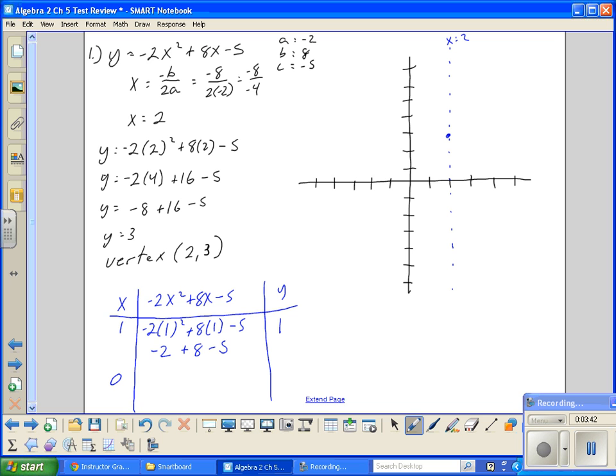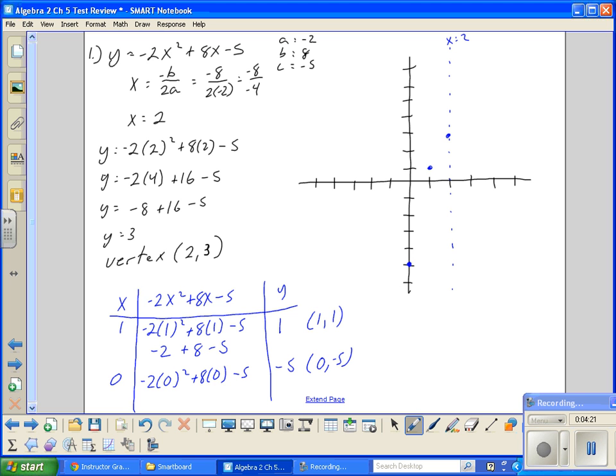And then if I use 0, I've got negative 2 times 0 squared plus 8 times 0 minus 5. And everything is going to become 0 except for the negative 5 there. So I've got the point 1, 1 and the point 0, negative 5. If I plot those, 1, 1 goes there, 0, negative 5 goes here. And then whatever I do on one side of that axis of symmetry, I can mirror on the other side.